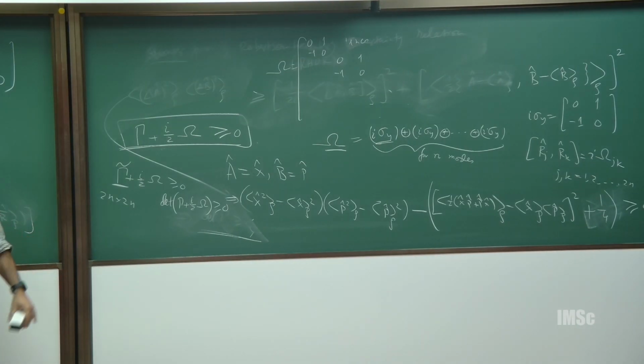Yes, I understand. Omega captures the commutation relation between any quadratures, right? I would say it's a blessing for us, in some sense.